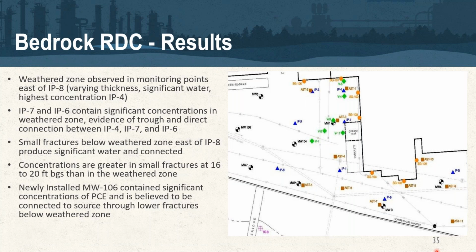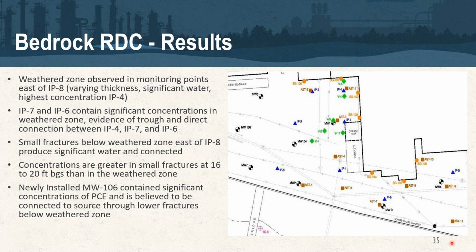So looking at the actual RDC results, again, RDC stands for Remedial Design Characterization. This is the assessment that comes into play to fill in data gaps and try and shore up the existing conceptual model so that we can refine the injection design and be more effective with our installation technique and distribution methods. And again, we talked about this weathered zone and this transition zone to the east of IP8, which had varying thicknesses and significant water with the highest concentrations at IP4. IP6 and 7 contain significant concentrations within the weathered zone, and evidence of that trough we identified in cross-section 8A prime, and a direct connection between IP4, 7, and 6.